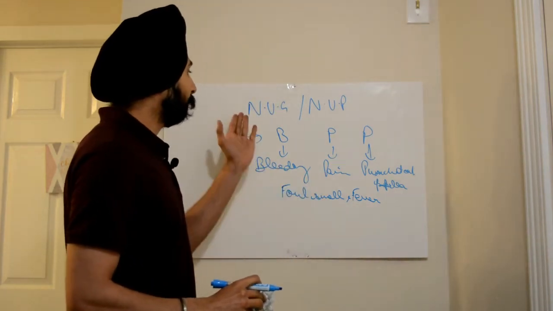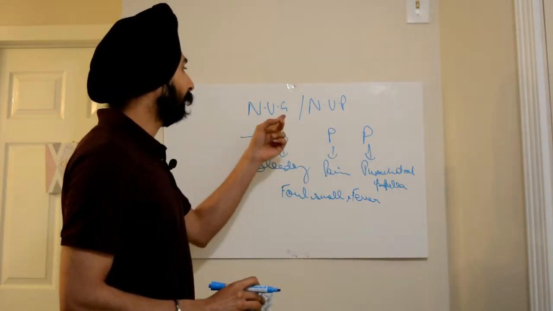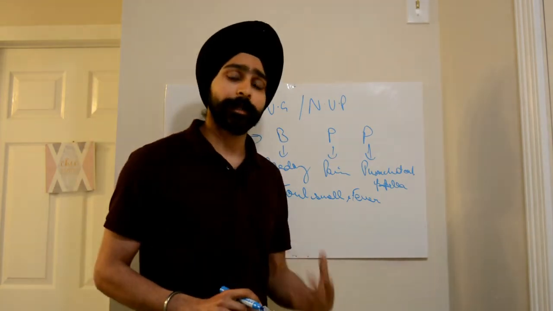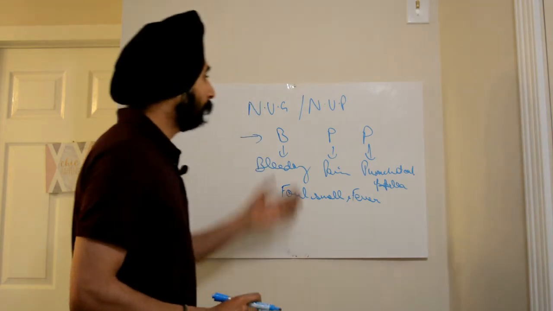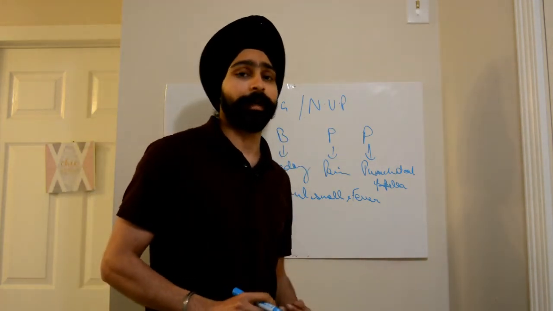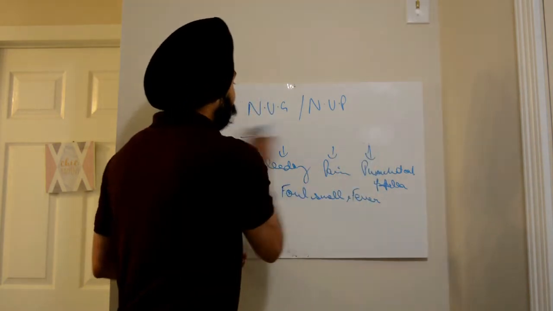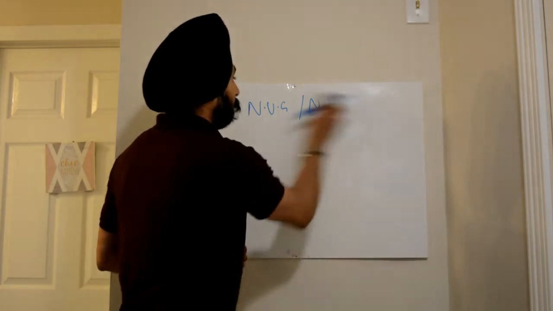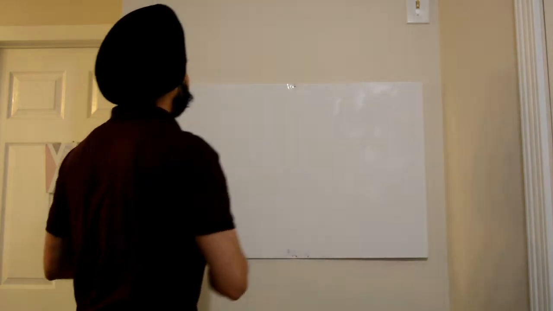The difference between NUG and NUP is, in NUG, that is necrotizing ulcerative gingivitis, there is no clinical attachment loss that is present, but in case of necrotizing ulcerative periodontitis, bone loss or clinical attachment loss is present. Let's find out how it represents on a periochart.